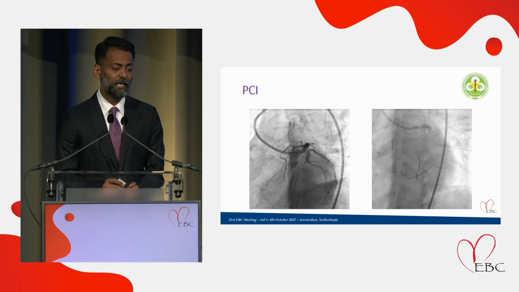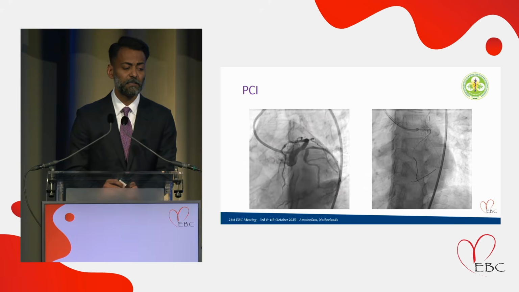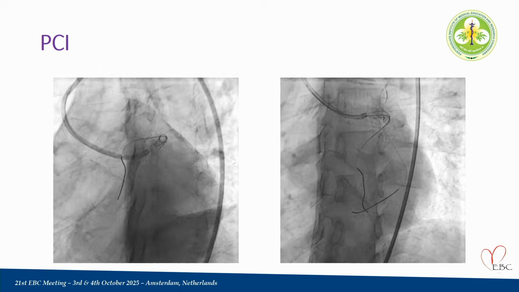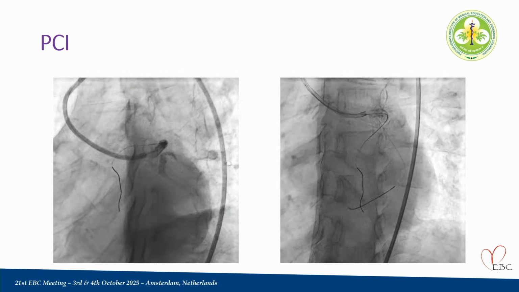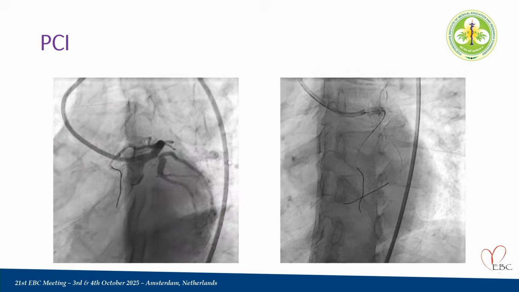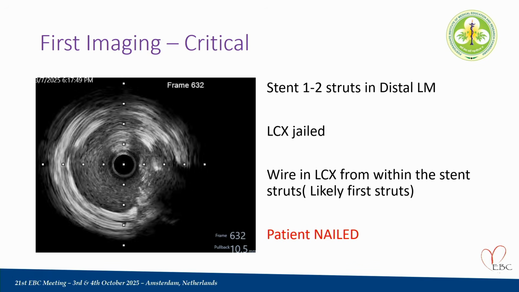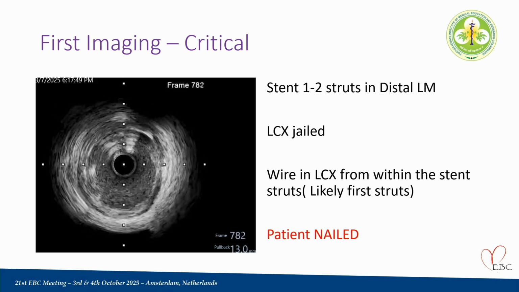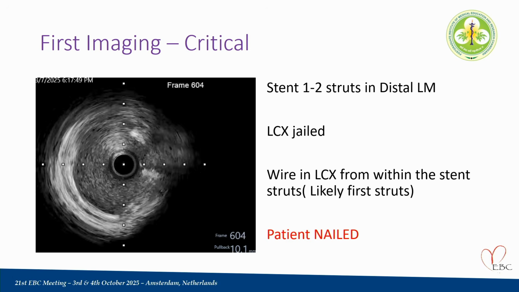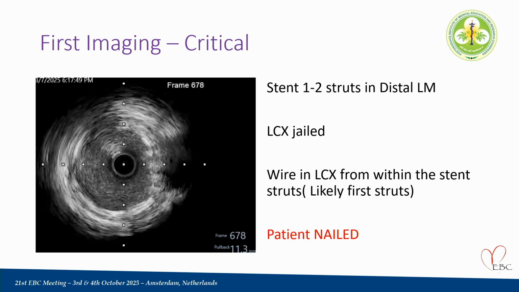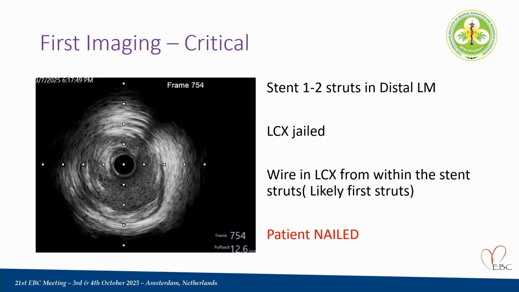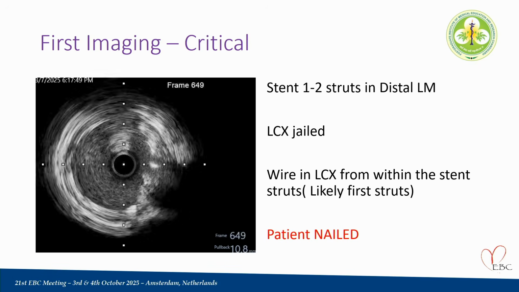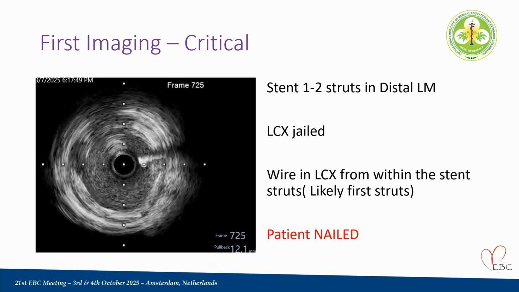We engaged the left main, we wired the LED and the circumflex, and at this point it is very important to do imaging to see whether your LED wire is intra-stent and where your circumflex wire has crossed, and what is the level where the stent is starting and ending. So this was the IVUS. We see the circumflex wire coming in from 3 o'clock. It is entering through the stent struts, so probably there is just one stent strut in front of the circumflex, as you can see here. And the LED wire is also intra-stent, and the circumflex wire has gone through the stent struts of the LED into the circumflex. So as Dr. Remo says, the patient is probably nailed.